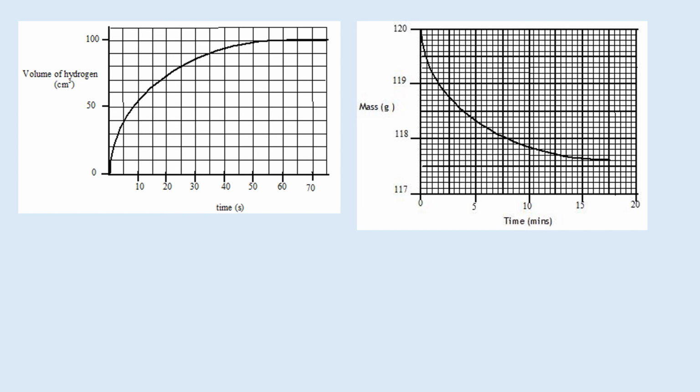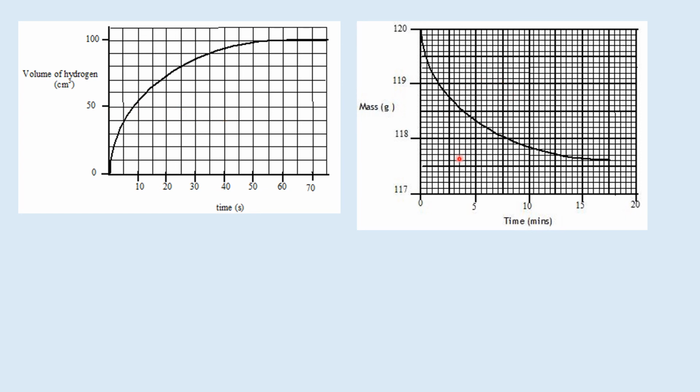The other possibility is they might want you to give the rate at a specific point, so I don't know, like 25 seconds, like here. And to do that, you'd have to draw a tangent. So you get your ruler and make it as big as possible. So all the way to the y-axis, and all the way up there. And then draw your y over x triangle and work out the gradient of that tangent.